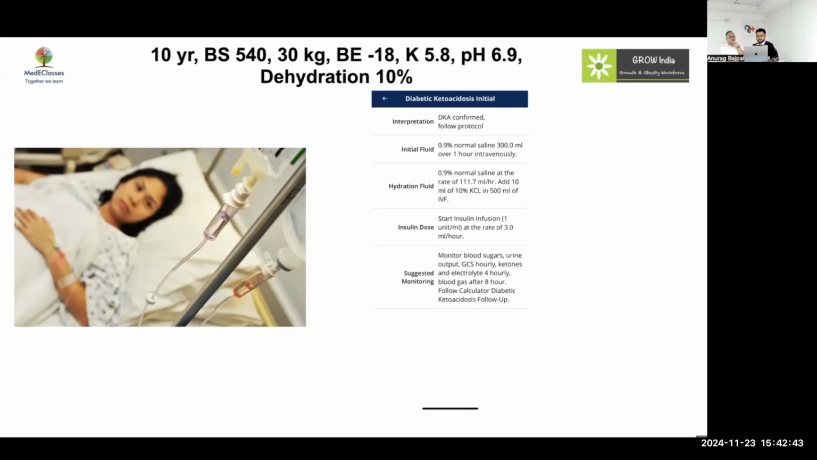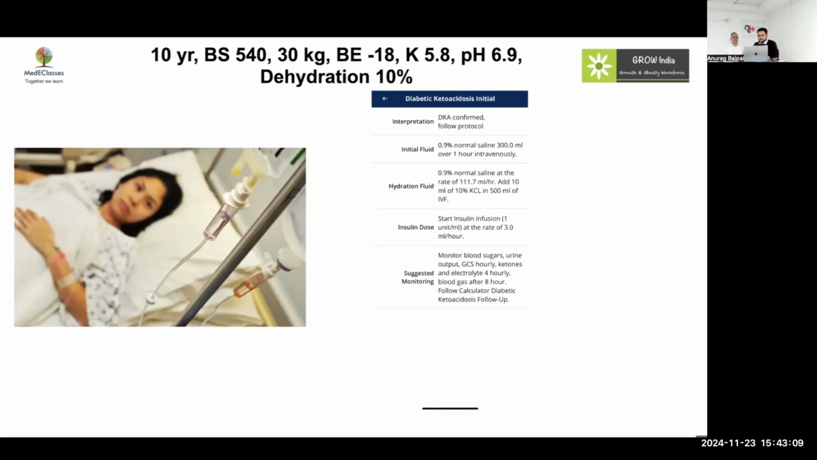What about the potassium? So 5.8 to 6, we can think of adding potassium. Now some guidelines say 5.5, some say 6. So we can vary, but you need to give potassium. The correction is at least over 48 hours, as you said. If there are features of cerebral edema at diagnosis, you may consider over 72 hours. Start insulin, and it gives what to monitor. So this is exactly the ISPAD protocol we have built in, which will give you how to go forward.